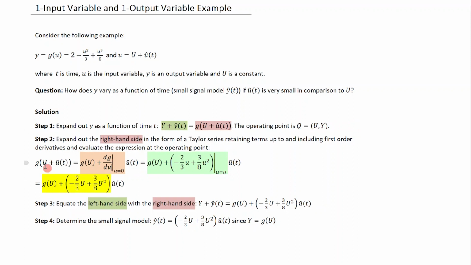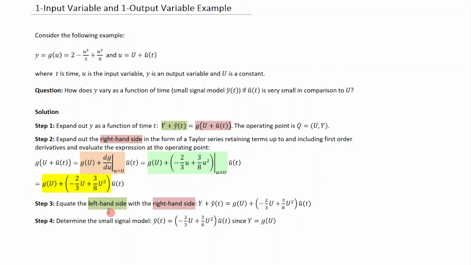So if I expand g, it's a function of U plus u hat t. U hat t is small in comparison to U, and so we basically need to only retain the first 2 terms in a Taylor expansion. The first term being the evaluation at U, the equilibrium point, and then dg by du, evaluated at the operating point, times u hat t. This is a small signal variation. So let's take the derivative of g with respect to u, and we end up with this expression. And then we evaluate this expression at u equals capital U, which is the operating point, times u hat t. So all we've done is expand it out, and we get into this form.